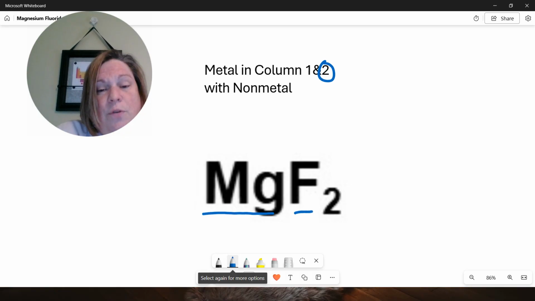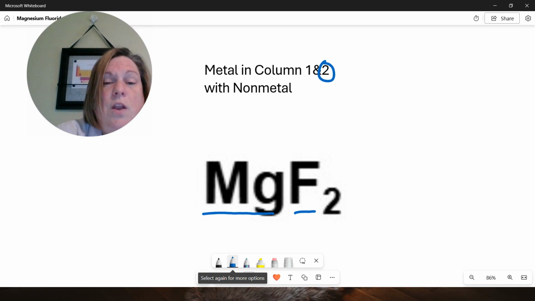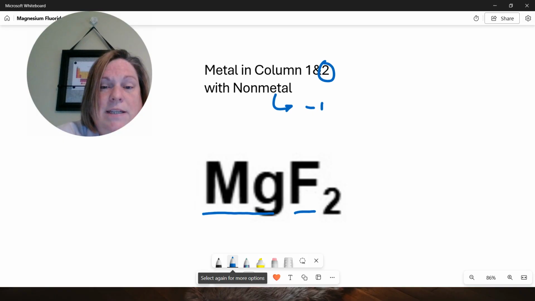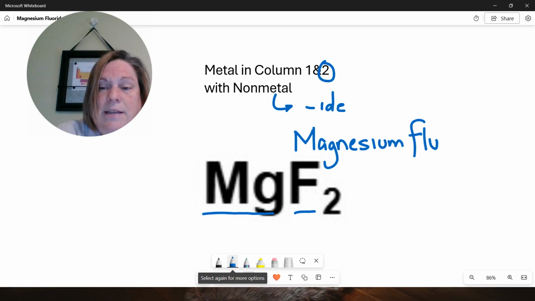And of course, fluorine is a nonmetal. The nonmetal name is going to change with an IDE ending. So fluorine is going to become fluoride. And magnesium is just named. So the name of this compound is magnesium fluoride, and that is how you name that category of compounds. Let's look at the next one.